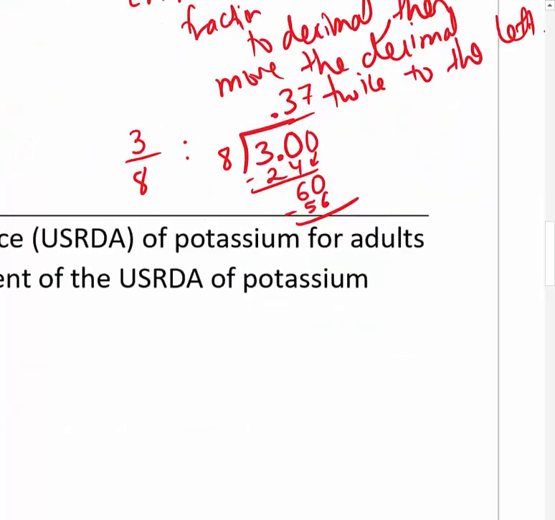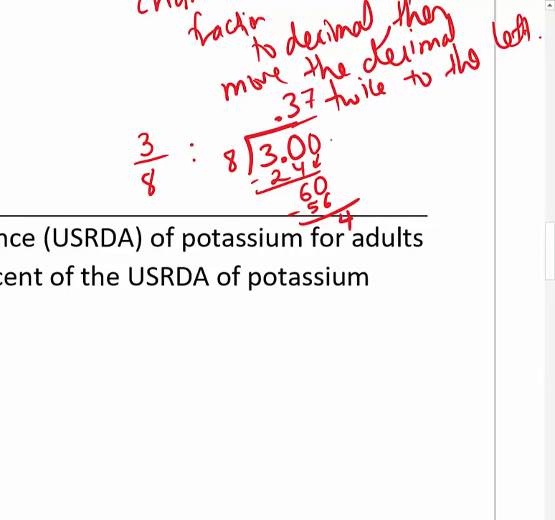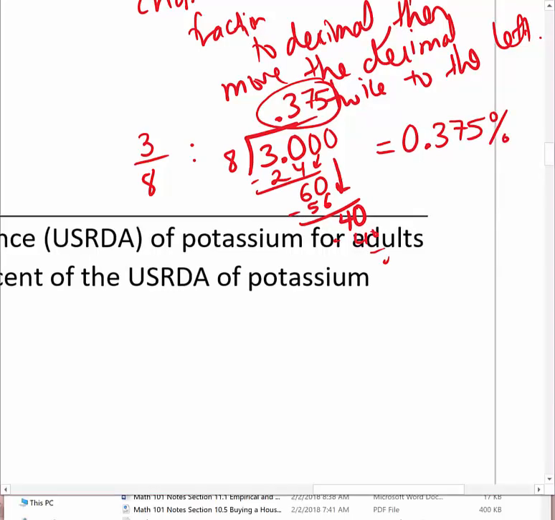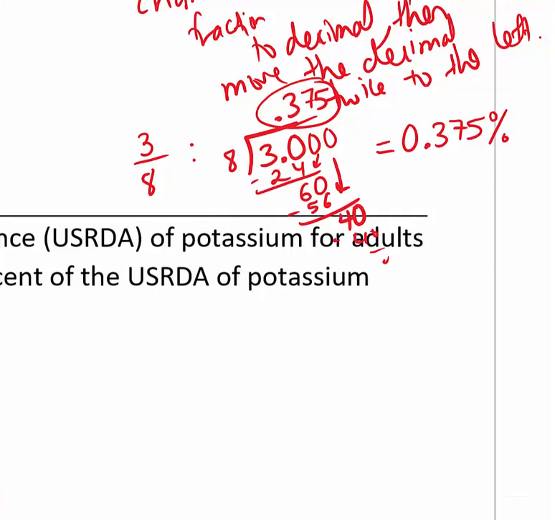Oh, I'm running out of room. If I subtract those, I'm left with a 4. This is going to be the end of it, because I know 8 goes into 40 5 times. So there it is, evenly. So it must be 0.375%. But even though there's a decimal there, that's still just the percent form. We changed the fraction to a decimal, but it's still technically in percent form. So we need to move the decimal twice to the left to really make it a decimal form.